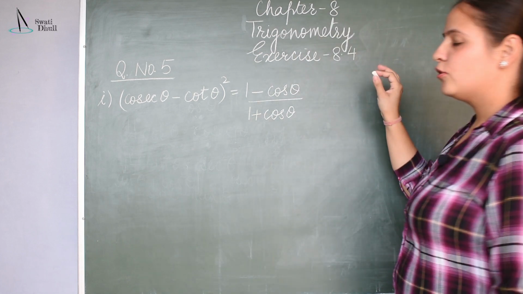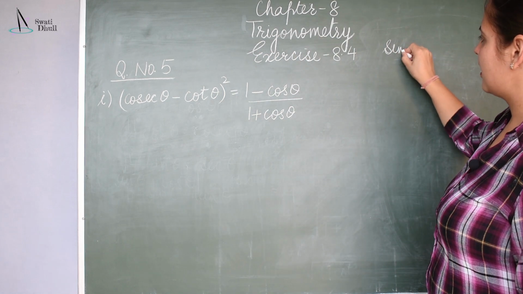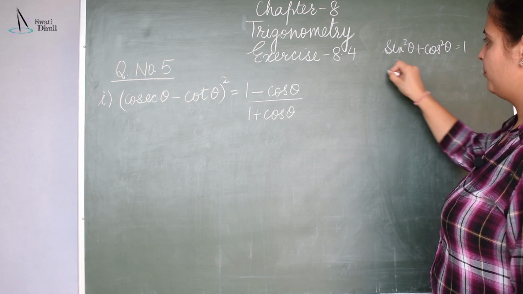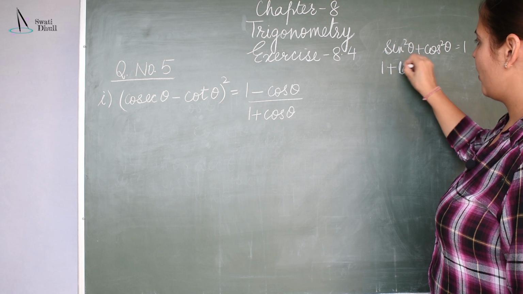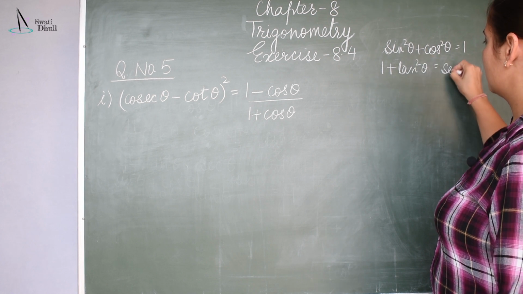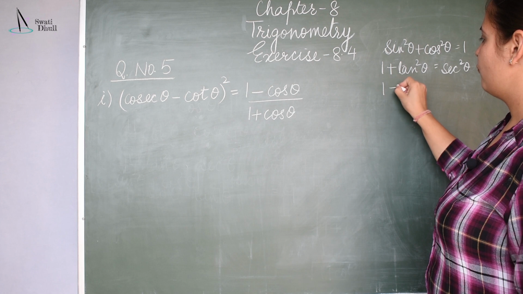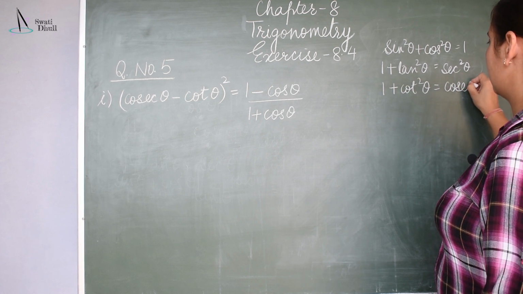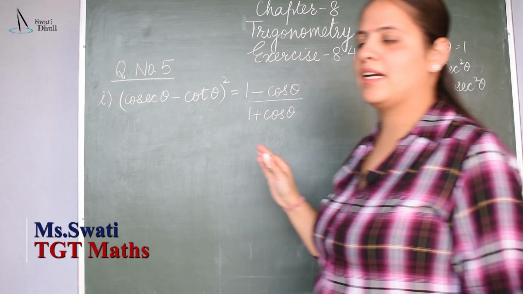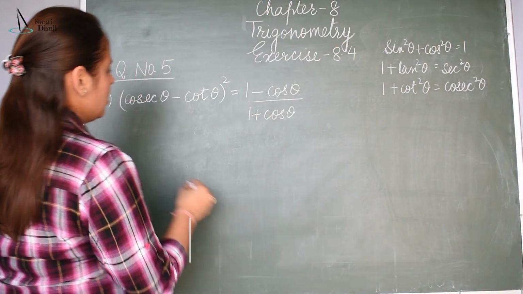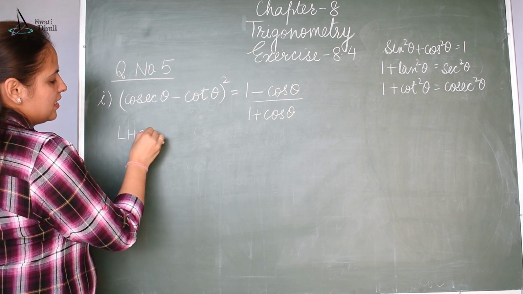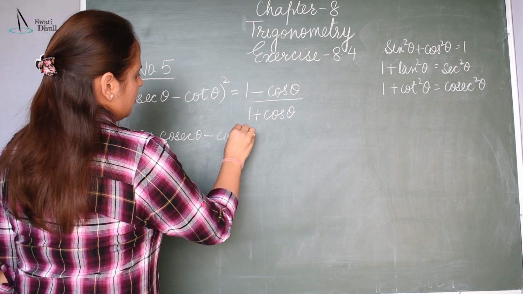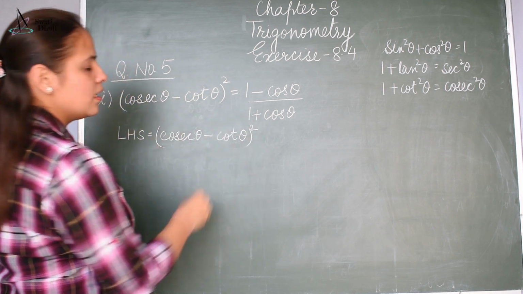We know that those three identities are sine square theta plus cos square theta is equal to 1, 1 plus tan square theta is equal to secant square theta, and 1 plus cot square theta is equal to cosecant square theta. Now we'll be using these three identities and we'll solve. So first of all, you'll take the left hand side, that is equal to (cosecant theta minus cot theta) whole square.